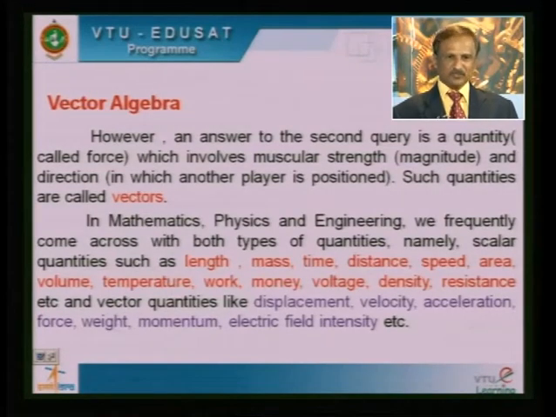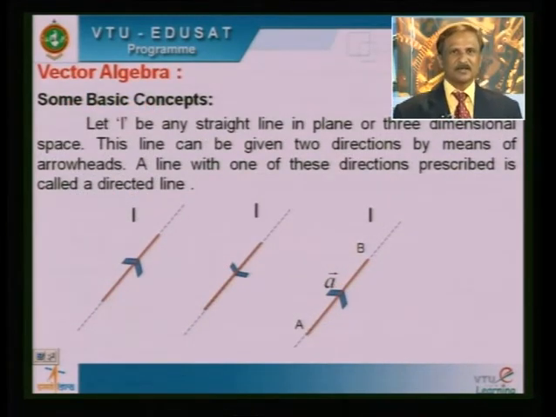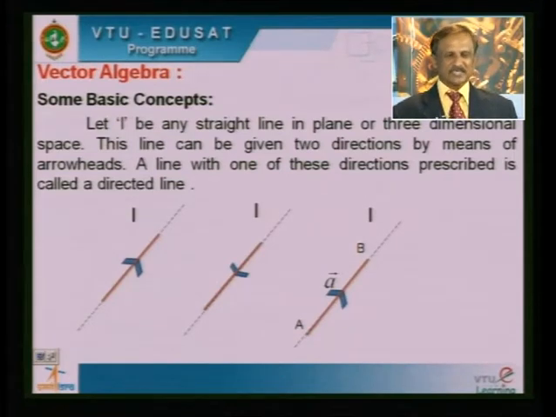And along with these, we have used some more quantities. Then you may ask, what type of quantities are we already familiar with? Quantities like displacement, velocity, acceleration, force, weight, momentum, electric field intensity. We have used these quantities, etc. These quantities you may call vectors. I hope now you are able to recognize vectors as well as scalars.